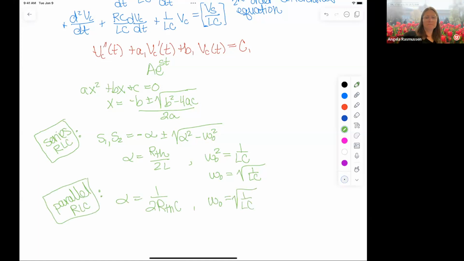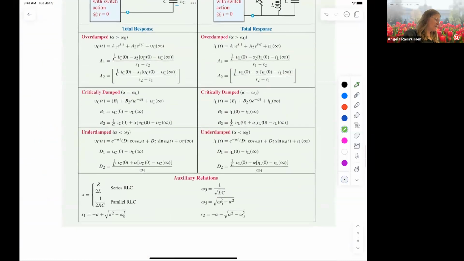Look at this b squared minus 4ac to determine whether it's going to be overdamped, critically damped, or underdamped. Yeah, so that would be: what is the value of b in comparison to 4ac? Correct. That's the same thing as this alpha and omega. So what we're going to do is the comparison between alpha and omega naught, and that's going to tell us if we are overdamped, critically damped, or underdamped. That comparison of alpha and omega naught is the same thing as saying b squared compared to 4ac. And then that will help us know what form it looks like.